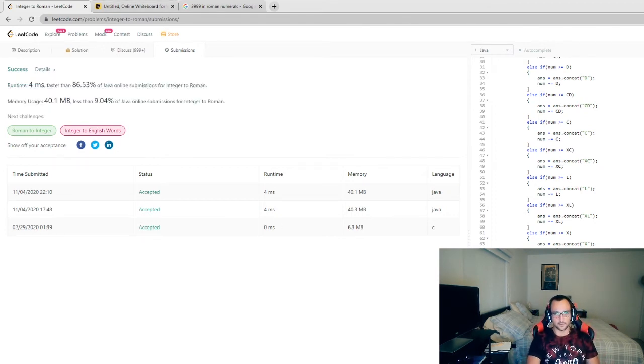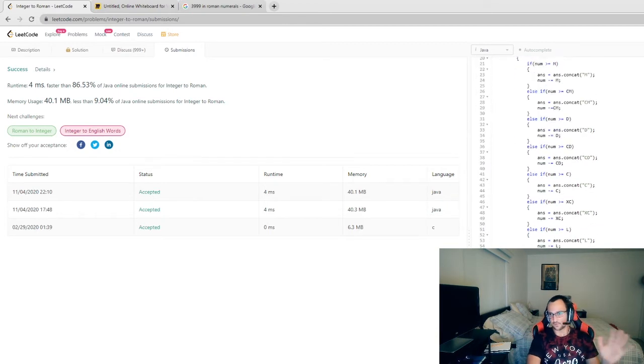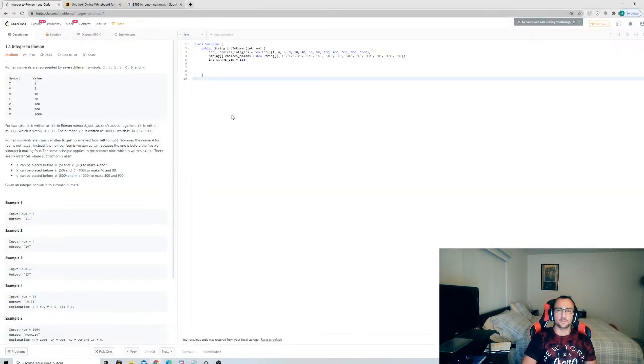Especially because the way that this algorithm is written right now, it has a bunch of if-else statements. But there's a way to simplify this, and that's what I'm going to show you right now. Alright guys, so now I'm going to show you a much cleaner solution to this problem.